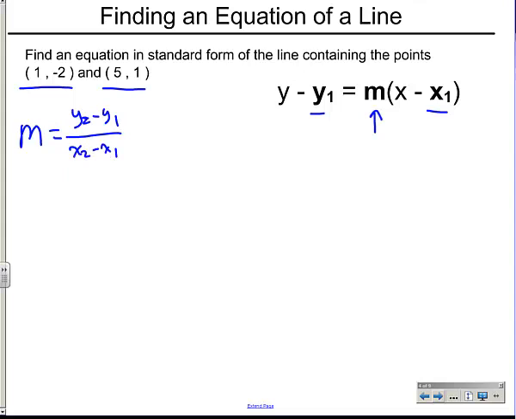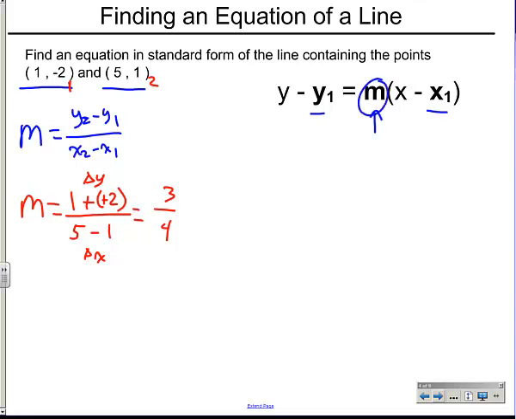So I'm going to substitute in some points. So let's call this point 2 and this point 1. So this would be 1 minus a -2 for my change in y, over my change in x, which is going to be 5 minus 1. That's my change in x. And that's going to give me, this is a positive there, that's going to give me 3 over 4. So I have a slope of 3/4. Alright, so what goes in place of m is 3 over 4.